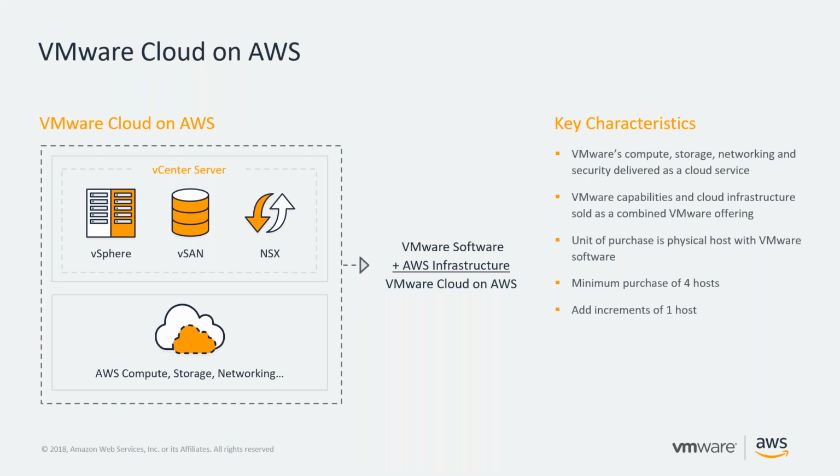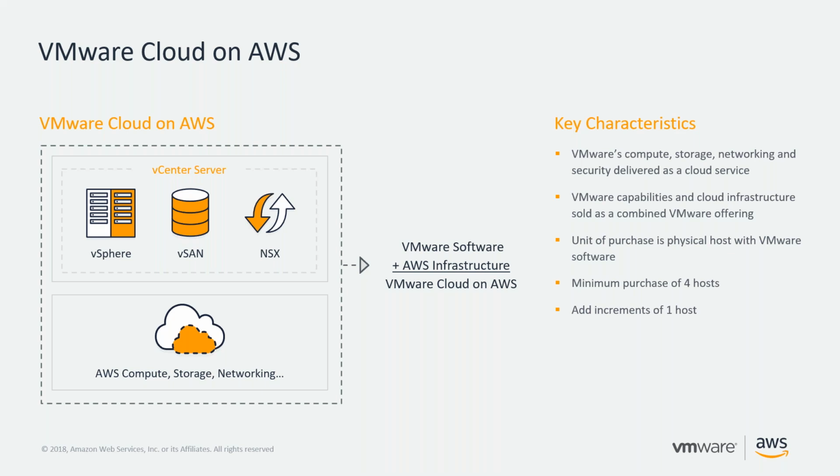So VMware Cloud on AWS has VMware's compute, storage, networking, and security delivered as a cloud service. VMware capabilities and cloud infrastructure sold as a combined VMware offering. Unit of purchase is physical hosts with VMware software. The minimum purchase is 4 hosts, and you can add additional hosts as needed, in increments of 1 host at a time as well. So this is VMware software plus AWS's infrastructure, which gives you VMware Cloud on AWS.